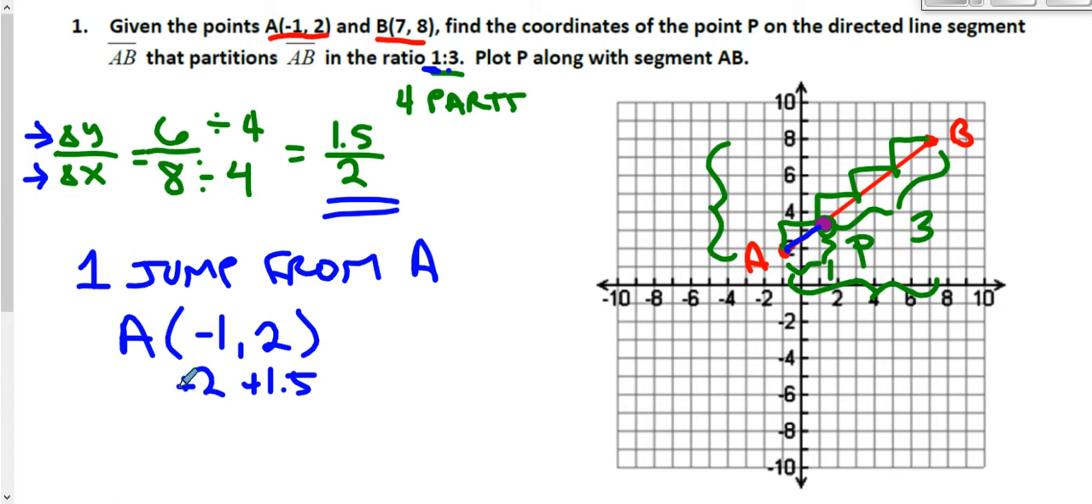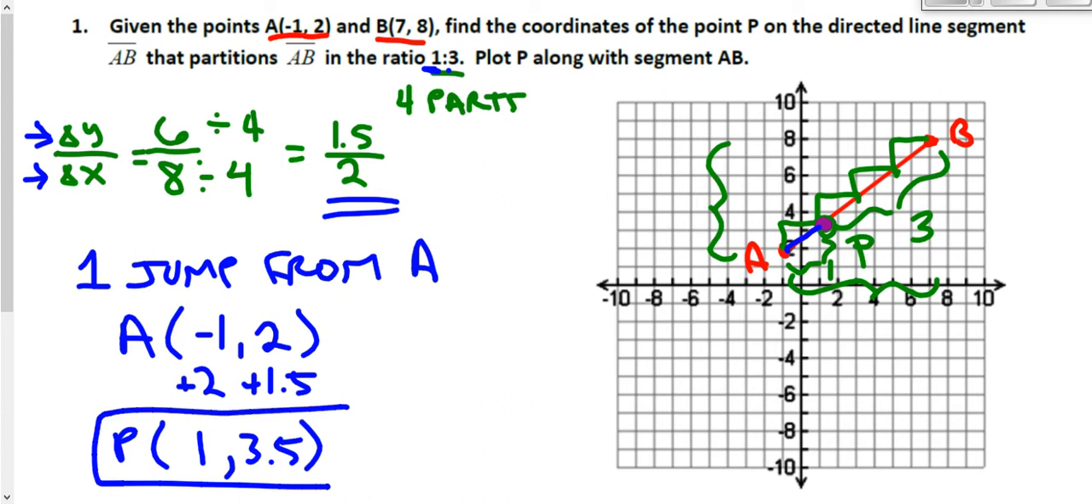If I make this change, I will end up with point P. So -1 plus 2 gives me +1. And 2 plus 1.5 gives me the number 3.5. And this coordinate pair, 1, 3.5, is the coordinate pair of my solution in this partition. My partition right here is over 1 and up 3.5 spaces right there. So we have found our partition. Let's go ahead and take a look at question number 2.